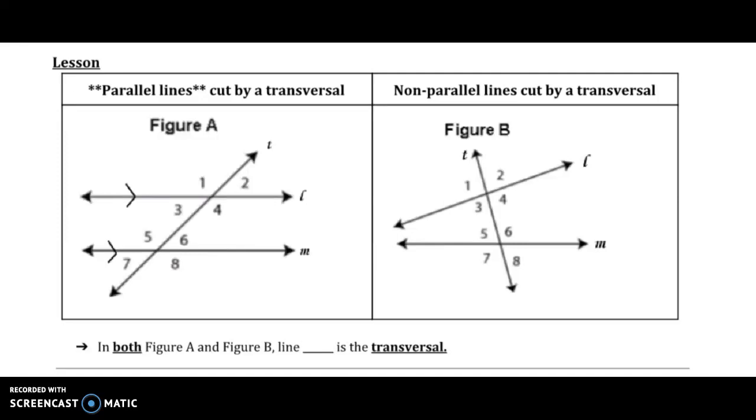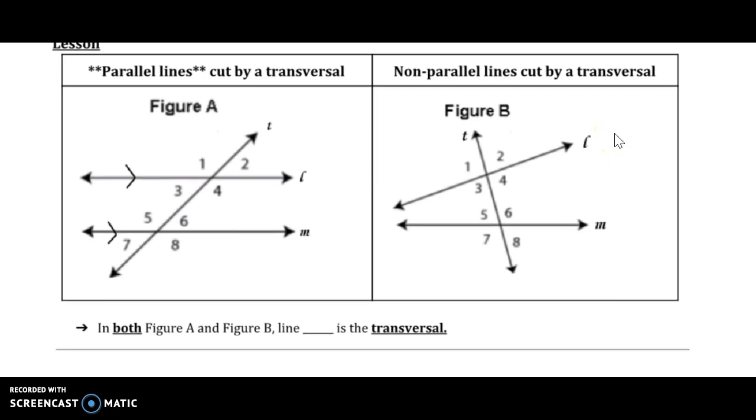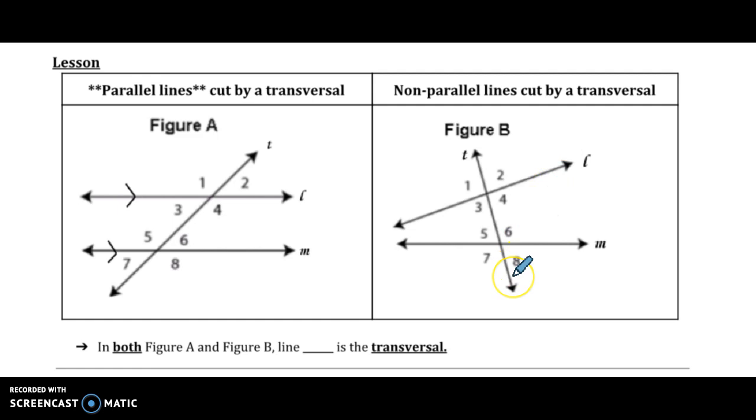This is Unit 2, Lesson 2. This is the lesson portion. So we're going to apply that vocabulary that we just learned. We have two images up here. Figure A, which is parallel lines cut by a transversal, and Figure B, where there are not parallel lines. L is not parallel to M. So in both figures, line T is the transversal.